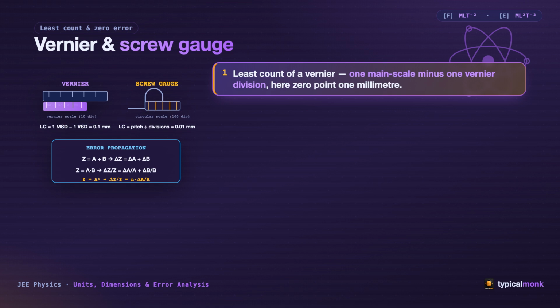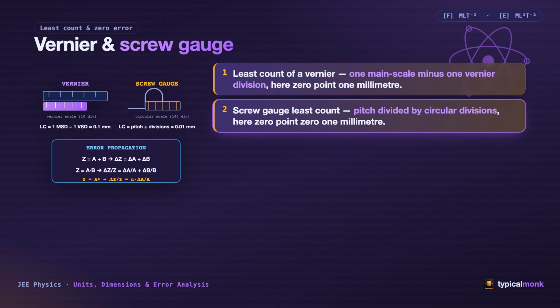First, the vernier calipers. Its least count is 1 main scale division minus 1 vernier scale division, here 0.1 millimeter. That is the smallest length it can honestly resolve. Second, the screw gauge, which is finer still. Its least count is the pitch divided by the number of circular divisions. Here, 0.01 millimeter, 10 times sharper than the vernier.